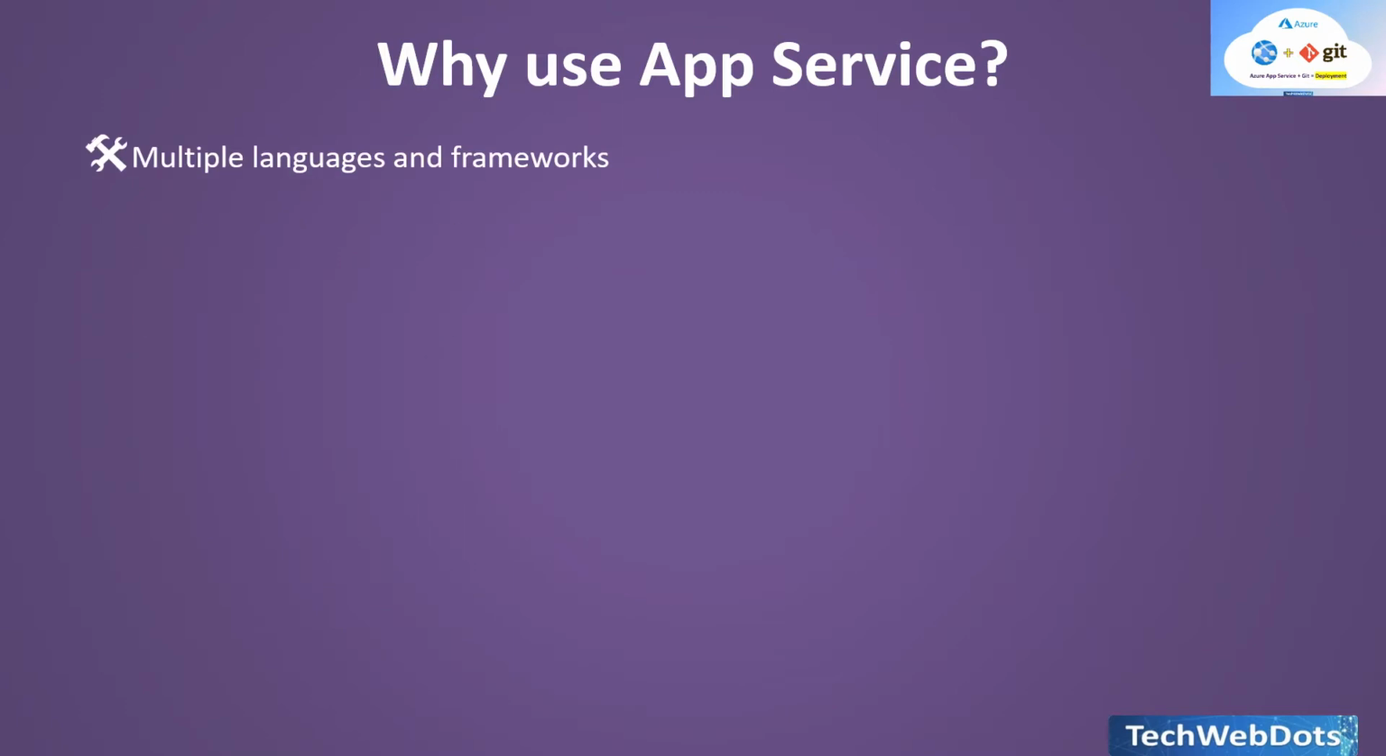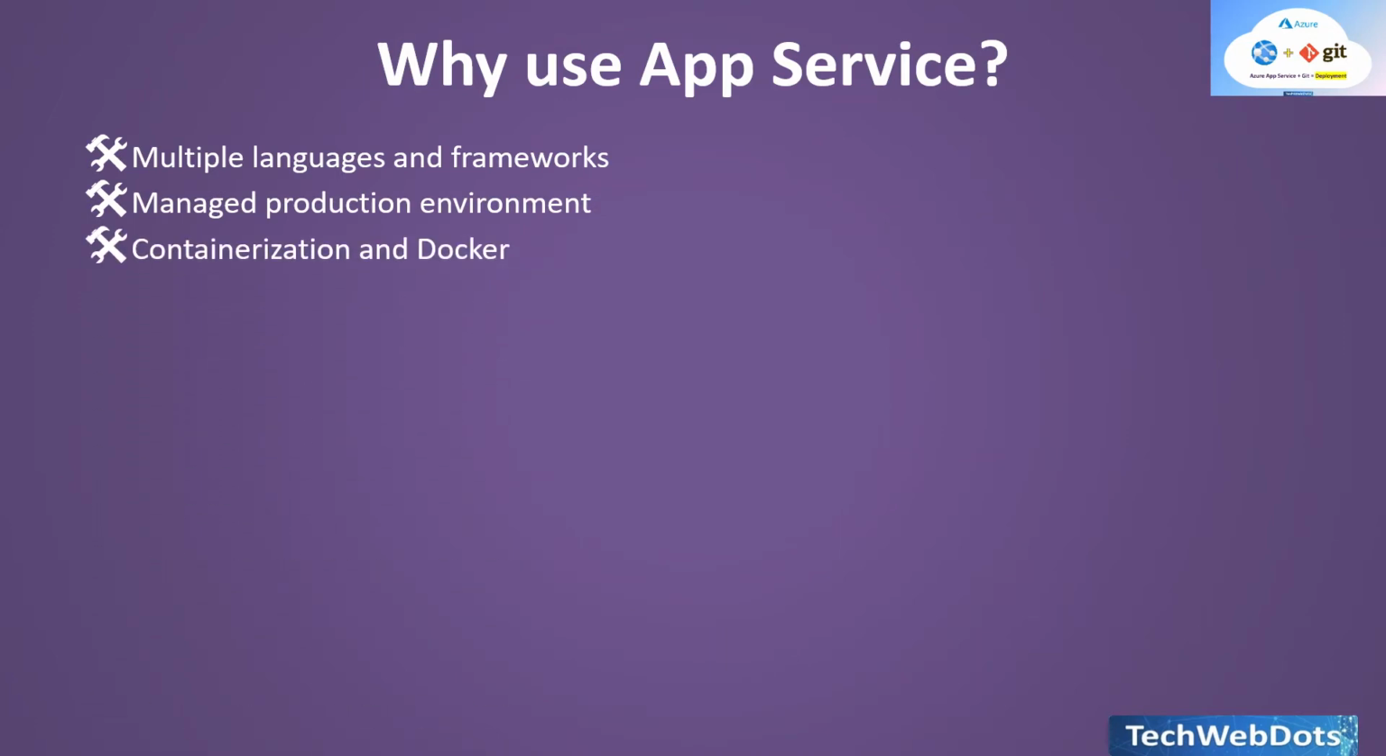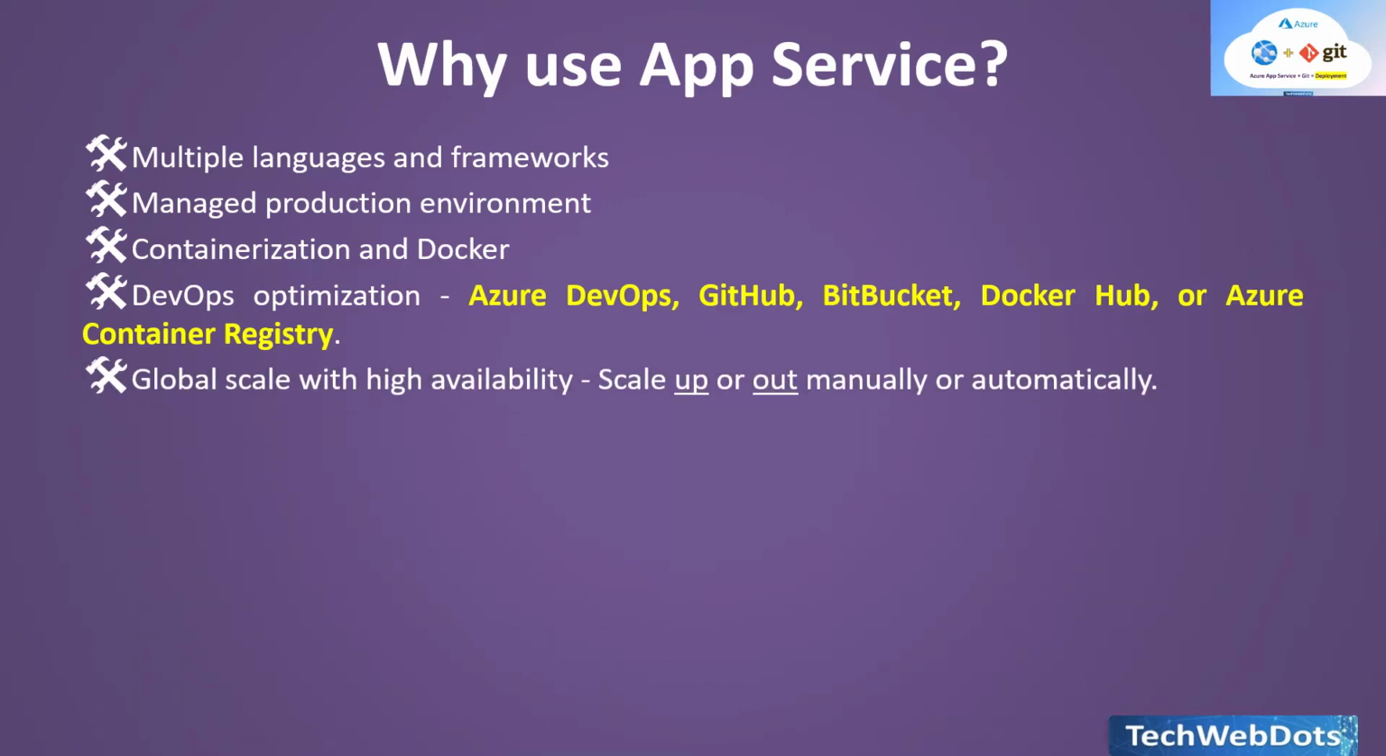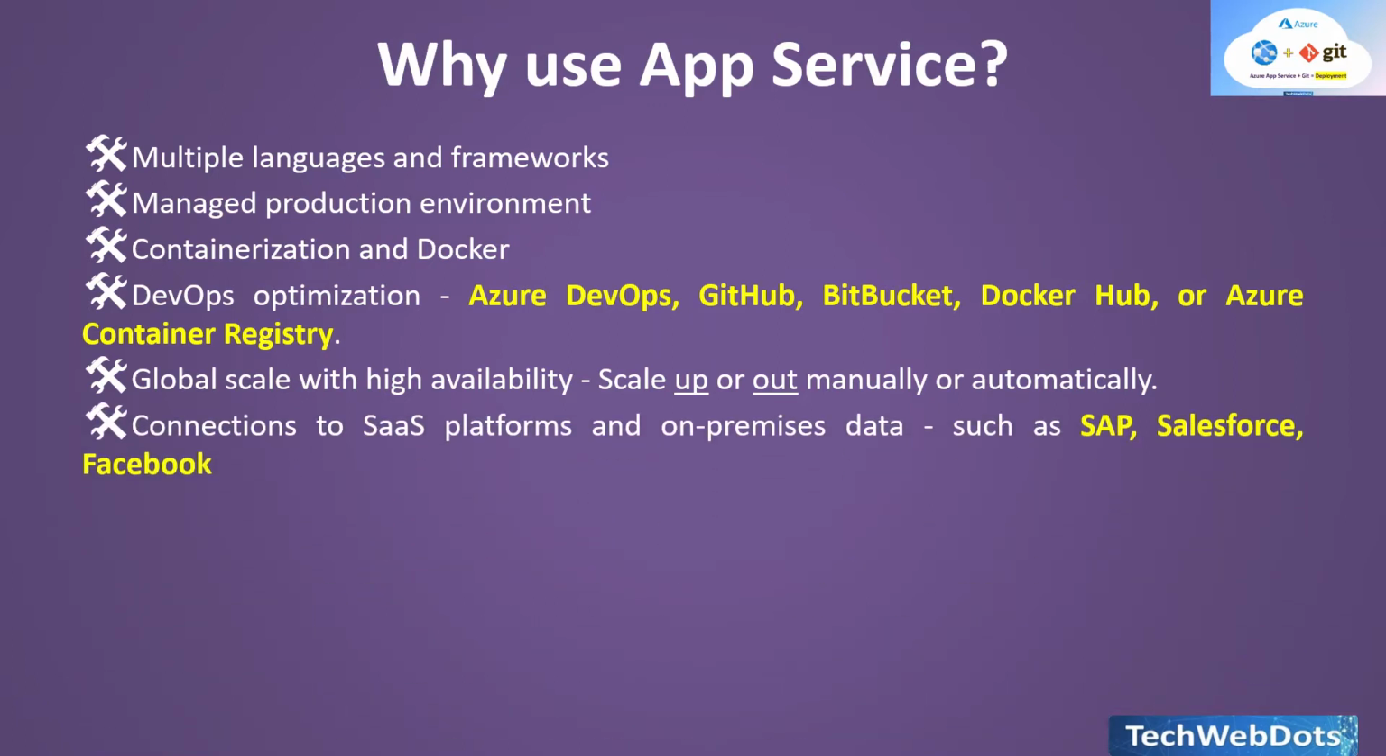It supports multiple languages and frameworks, as we have already seen, and it also supports a managed production environment, containerization, and Docker. From a DevOps optimization point of view, there is Azure DevOps, GitHub, Bitbucket, Docker Hub, or Azure Container Registry. Global scale with high availability means it can scale up or out manually or automatically. Connections to SaaS, software as a service platforms, and on-premises data such as SAP, Salesforce, and Facebook.